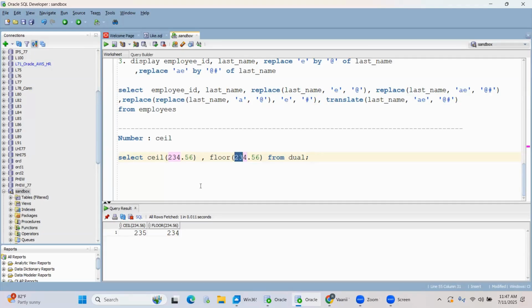Someone is asking for something. Go ahead. Who is asking what? Please speak up. Sir, I have one doubt, sir. Yes, go ahead, please. How will it get 235 and 234, sir? Explain the ceil meaning and floor meaning, sir. Sure, sure. So see, number system, right?